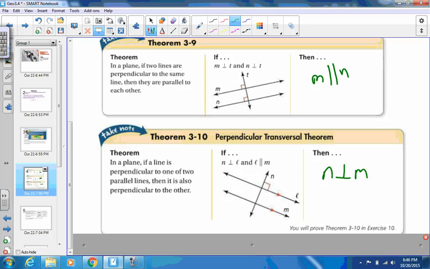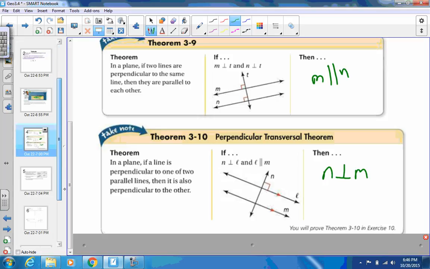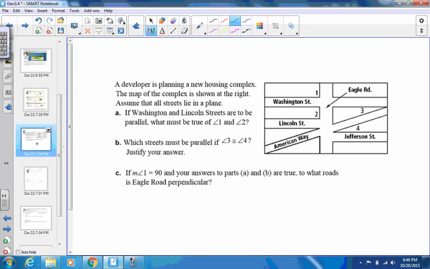So those are perpendicular. Those are the three new things for this section. I want to apply them, and then we're going to prove one or two things next. So let's first apply one or two of these theorems. All right, we've got a little map here. It says a developer is planning a new housing complex, and the map of the complex is shown at the right. Assume that all streets lie in a plane.